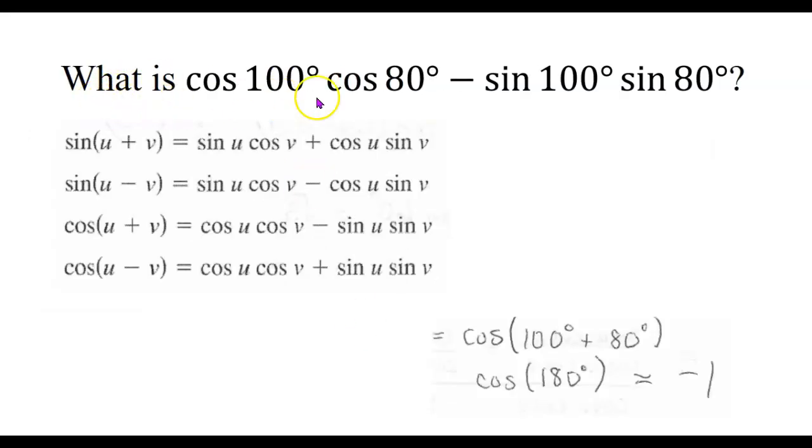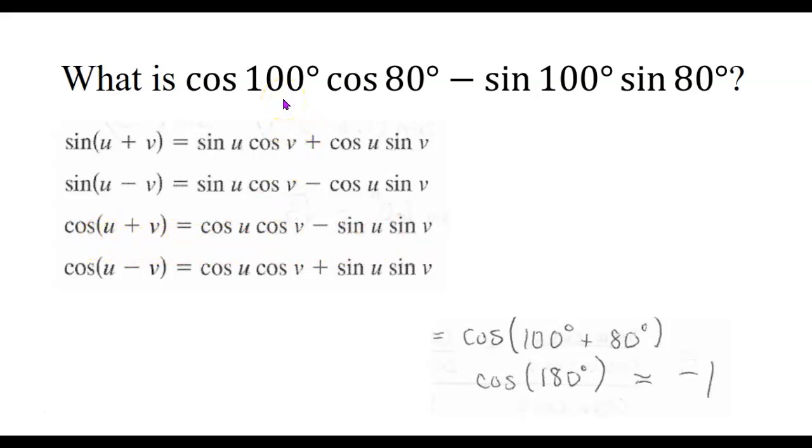What is cosine of 100 degrees times cosine of 80 degrees minus sine of 100 degrees times the sine of 80 degrees? Well, an expression like this, with sines and cosines mixed up this way, looks like the right-hand side of one of those sum or difference formulas. Can you see which one? Which one has cosines together and a minus and sines together? Right, the third one on the list, the one about cosine of u plus v.